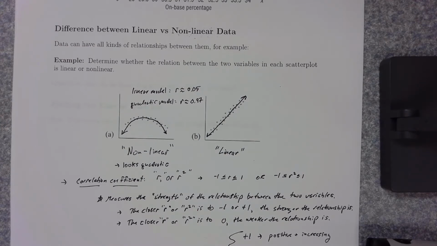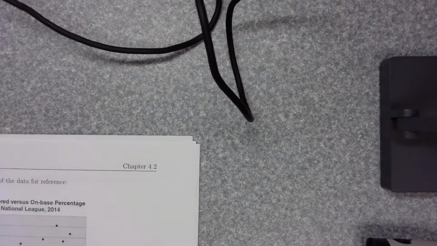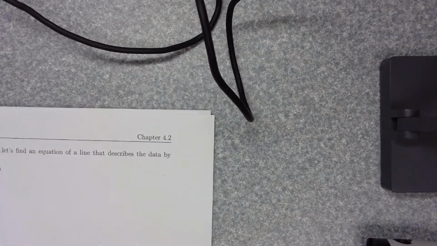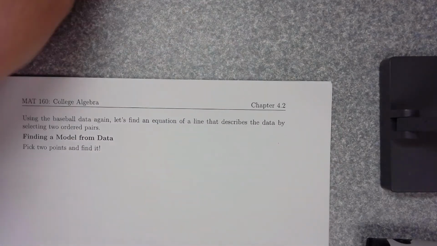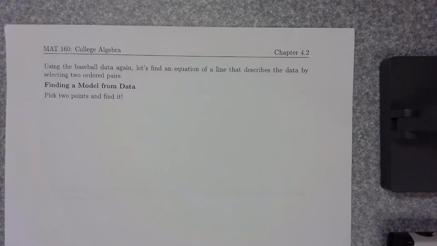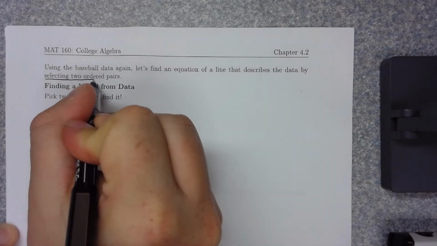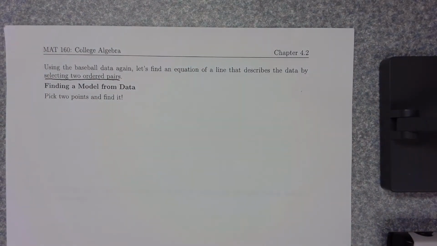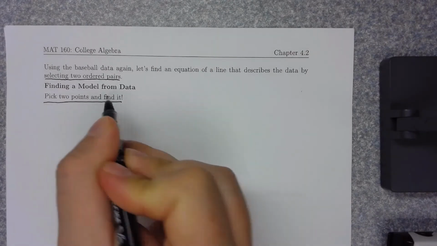Okay. So on the next page, what I ask you to do is, using that baseball data again, describe the data by selecting 2 ordered pairs. So what I'm going to do here is select two ordered pairs myself from that data. So pick 2 points and find the linear model.